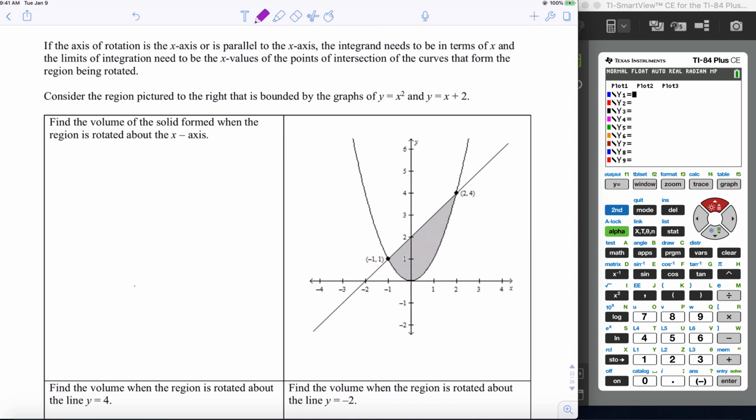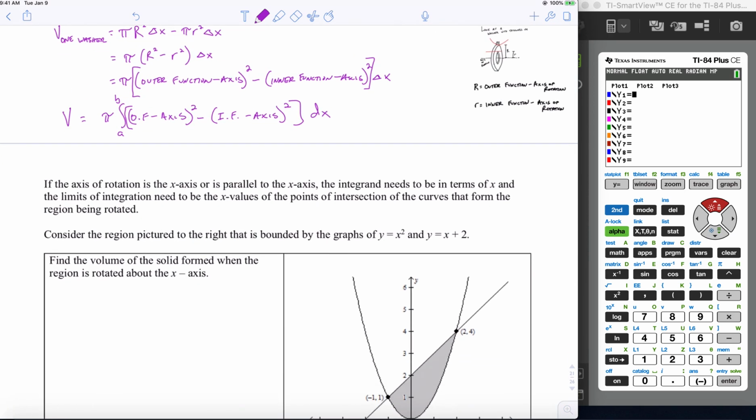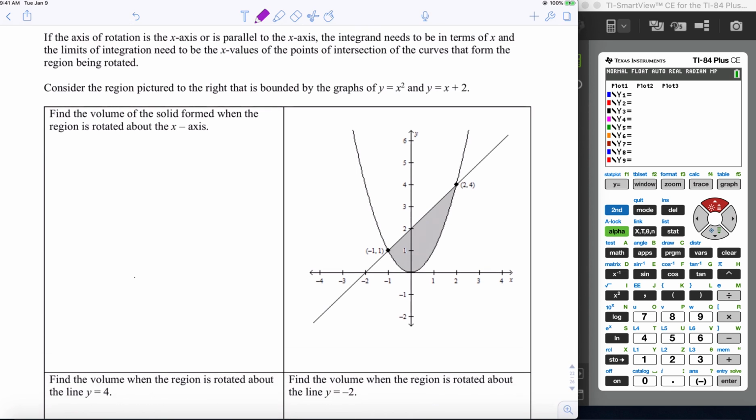Let's try to do some. So we've got our formulas. If the axis of rotation and the parallel axis, integrating needs to be in terms of x, and limits of integration, you can pause it and read that. I'm not going to read that to you. I'm going to talk about it as I go, probably. But so here's our region.